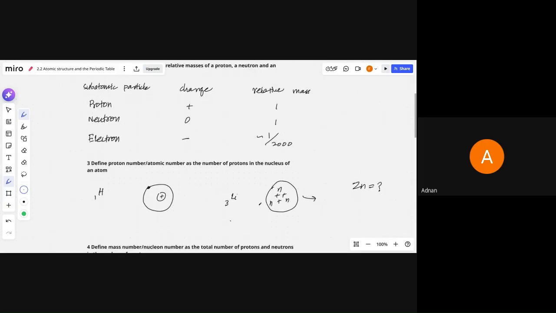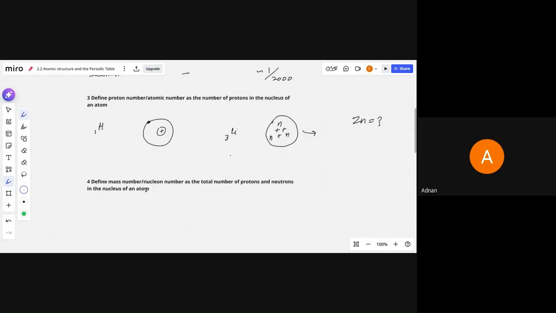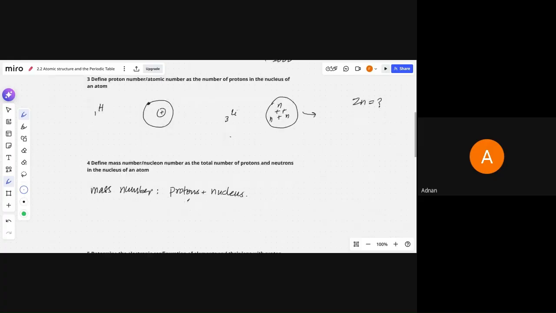Okay, so we move on to the next subtopic, number 4. It says define mass number, also called the nucleon number, as the total number of protons and neutrons in the nucleus of an atom. The statement is self-explanatory, introducing the term mass number. What is mass number? Mass number is basically the sum of protons and neutrons in the nucleus.